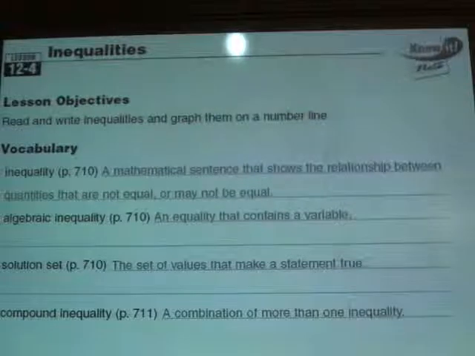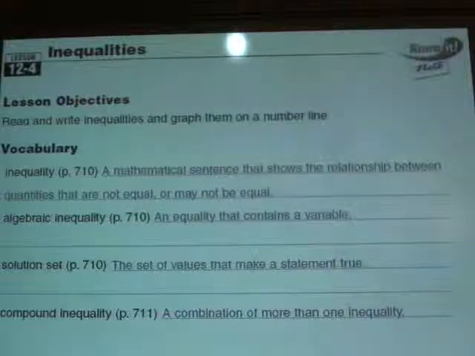So it's going to look like an equation, but it's now going to contain one of four signs. Instead of equal to, it's going to have greater than, less than, greater than or equal to, or the less than or equal to sign. An algebraic inequality is an inequality that contains one variable or a variable.